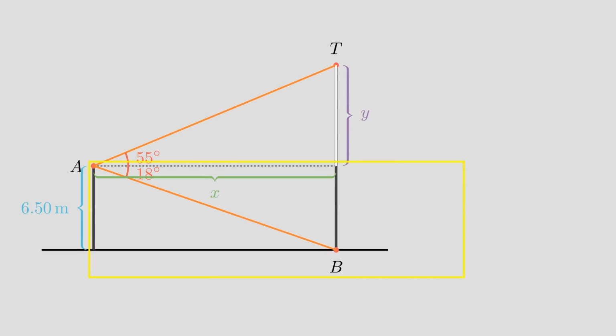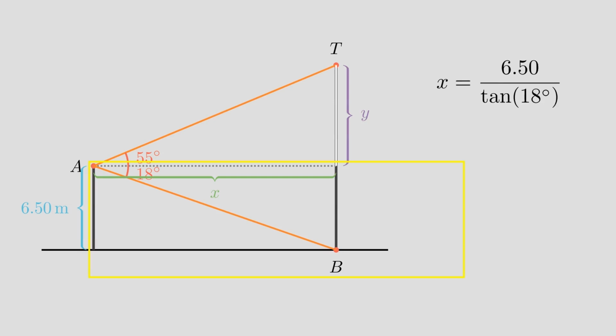First, let's use the bottom triangle, the one formed by the angle of depression. The angle is 18 degrees, and the side opposite to it is the height of Tom's window, which is 6.50 meters. Using TOA, the tangent of 18 degrees equals 6.50 divided by x. Now, solving for x, we need to find the horizontal distance.